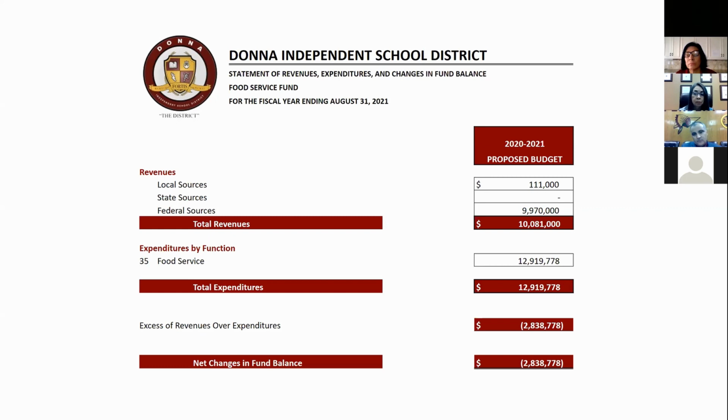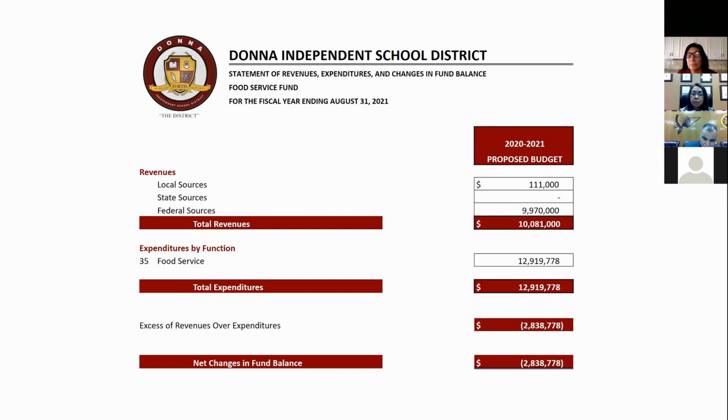Food service expenditures, function 35, is the only function that we have in this program. It's at 12,919,778, which creates a net change in fund balance of a deficit of 2,838,778. And this is in projection of the decrease that we were projecting, the decrease in meals served.